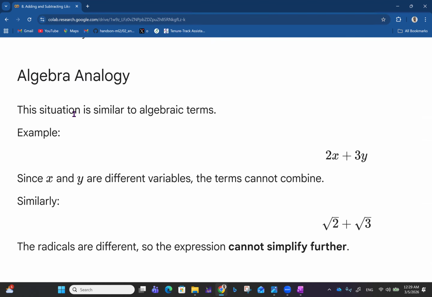So the algebra analogy is that this situation is similar to algebraic terms. Imagine you have 2x plus 3y. Since x and y are different variables, the terms cannot combine. Similarly, you can say root 2 plus root 3 cannot be combined. These radicals are different, so the expression cannot simplify further. You just leave it as 2x plus 3y, just like you leave root 2 plus root 3 the way it is, because you can't do it further.